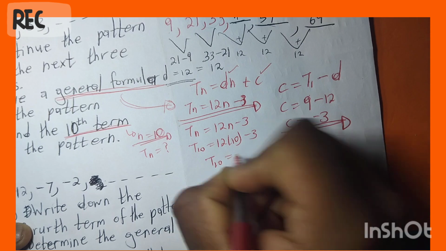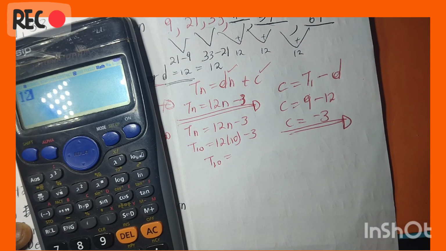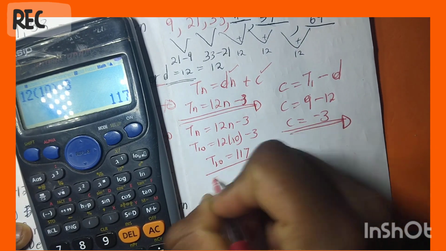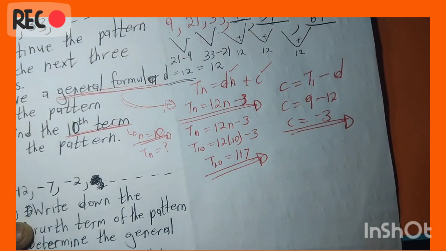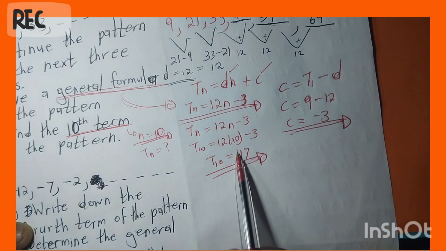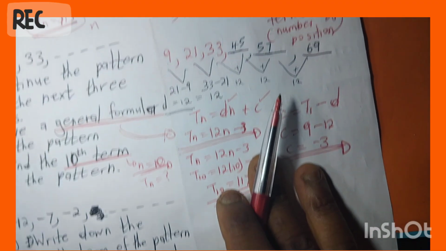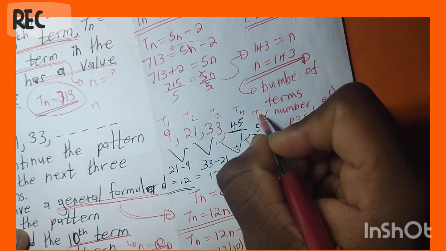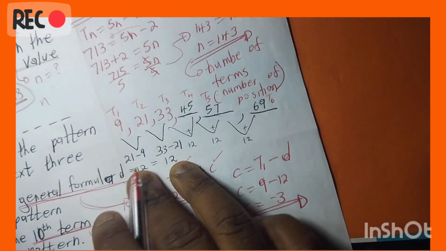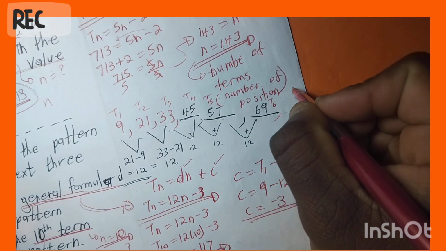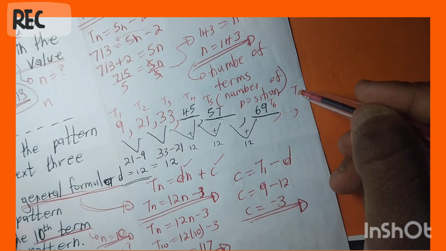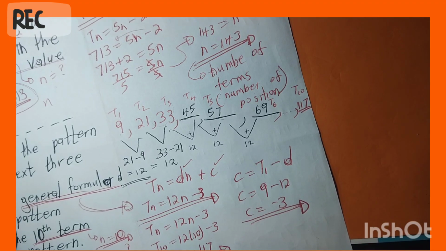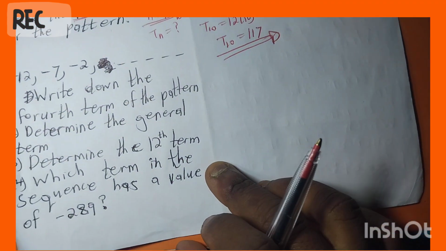That means at position number 10, I will have 12 times 10 minus 3, which is 117. Do you see? So at position number 10, this is the number that I will have on my pattern. Remember I told you that this is term 1, term 2, term 3, term 4, term 5, term 6. Meaning this will continue. When it reaches term 10, that is the number that you will get. So now let me do this one as our last question then.